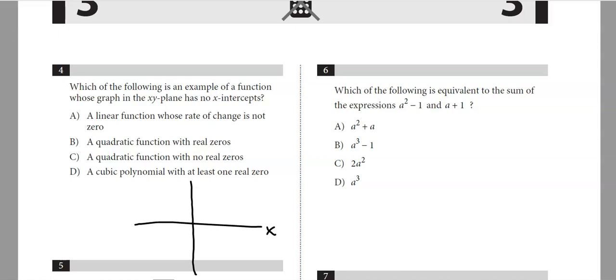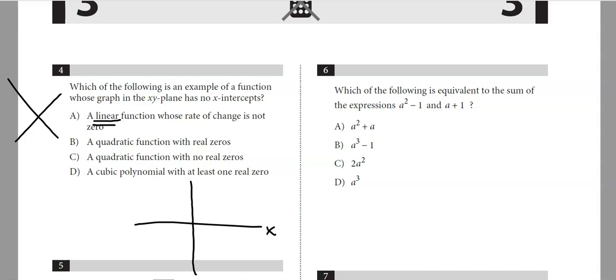So would it be a linear function whose rate of change is not 0? Well, no, because that's just going to be a line. And a line, I don't care which direction you're going, it's at some point going to cross the x-axis, unless it had a 0 slope, but they kind of ruled that out.